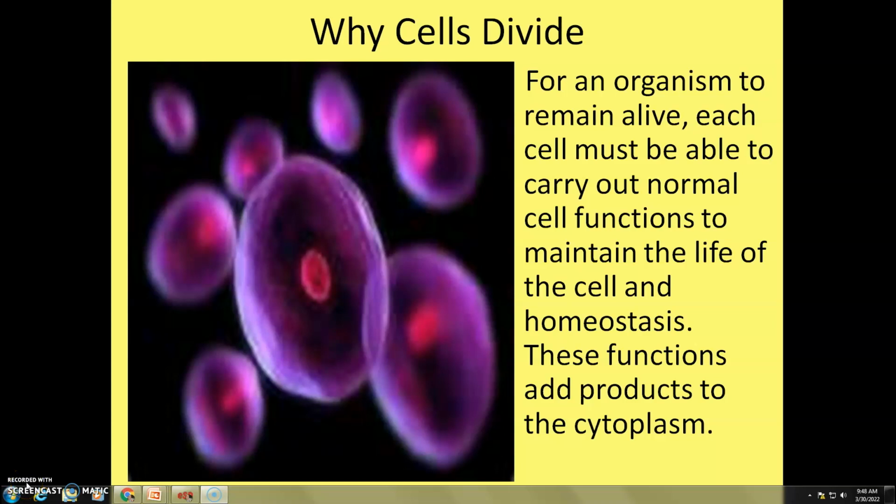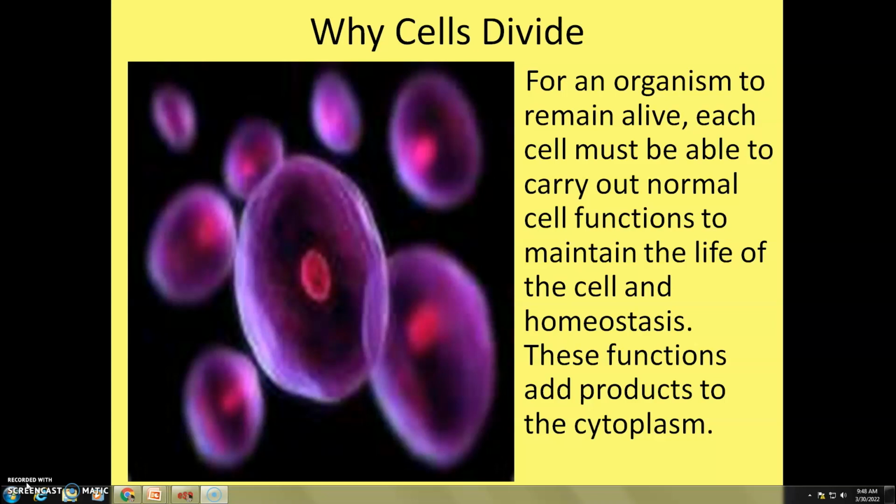Hi everyone. Today we're going to talk about cells and why they divide. So we know that for an organism to remain alive, it must maintain homeostasis at all times. And to do that, it must carry out normal cell functions, and it must be able to get things in and out.